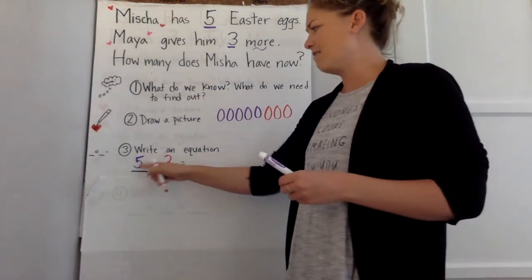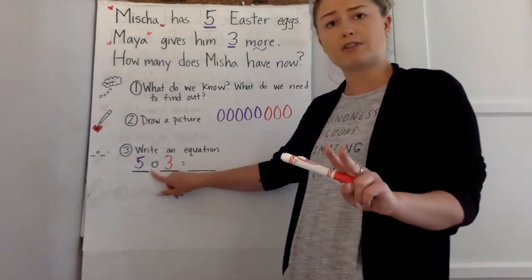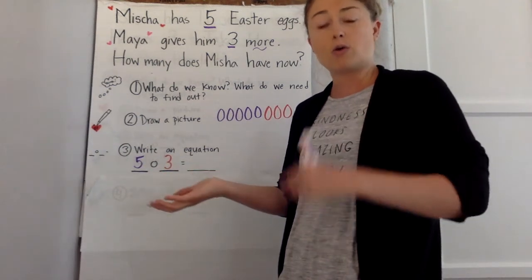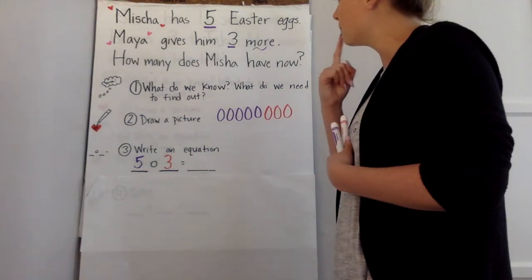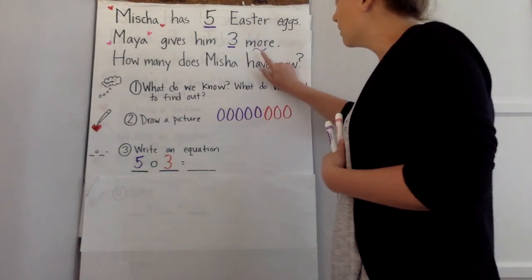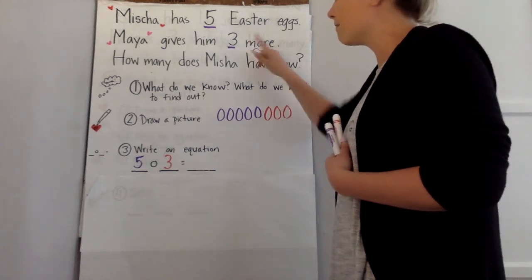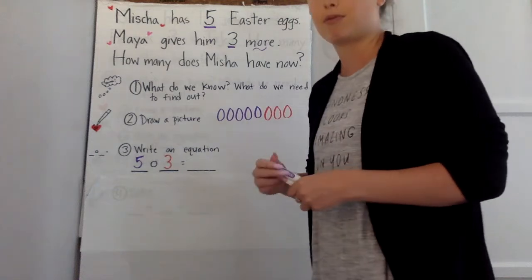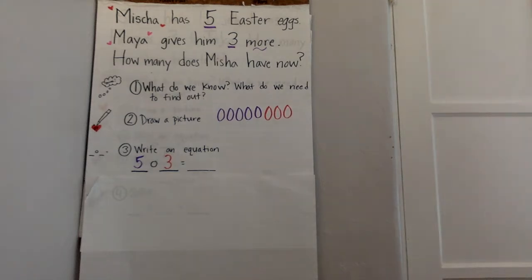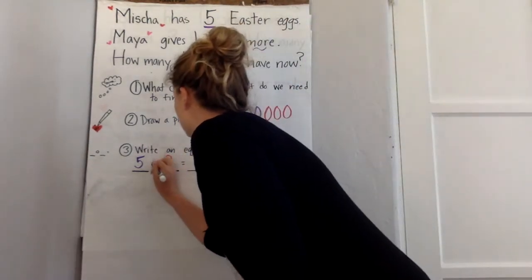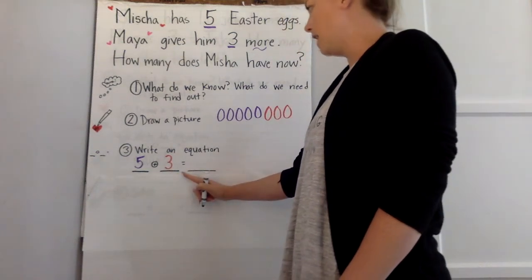Now, what happened to that 5 and 3? What symbol is going to go in the middle? The 2 symbols we've learned are addition, or plus, or subtraction, minus. So think about what words? This key word, more. Maya gives him 3 more. Friends, that tells us that it is an addition problem. Okay, so we know we have 5 plus 3 more, right? How many do we have all together?